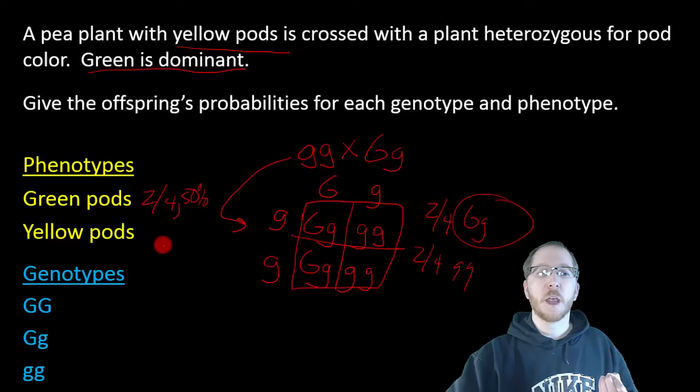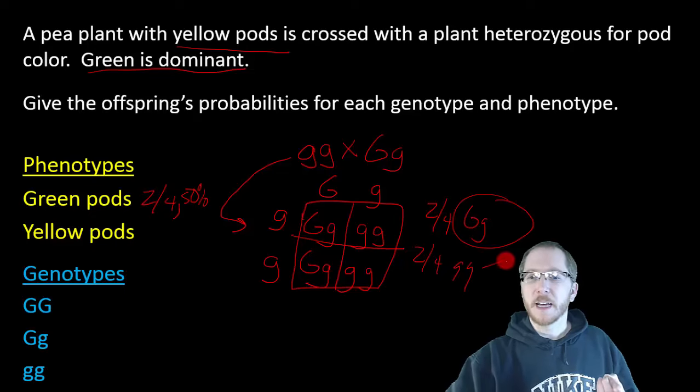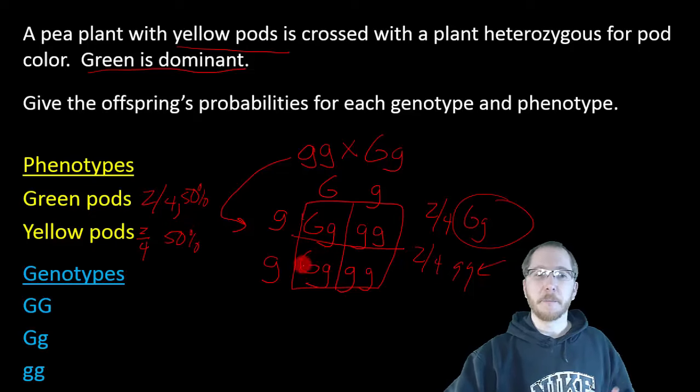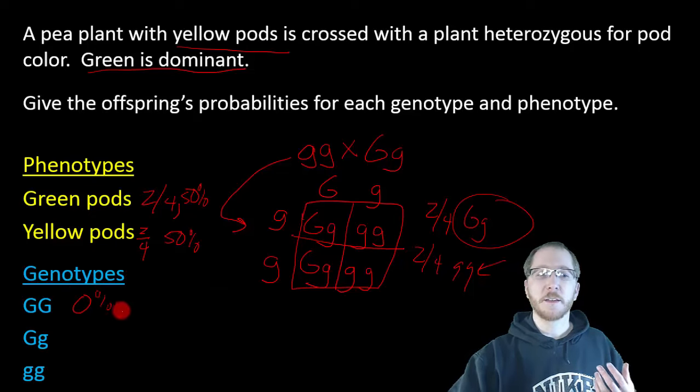Yellow pods would be these guys. So ultimately, that will also be two out of four, or 50% as well. So in terms of phenotype, it's 50-50. Now for genotype, we have zero individuals that will be big G, big G. So we'll just say 0%. For big G, little g, that'll be two out of four, or 50%. And for this one, it'll also be 50%.